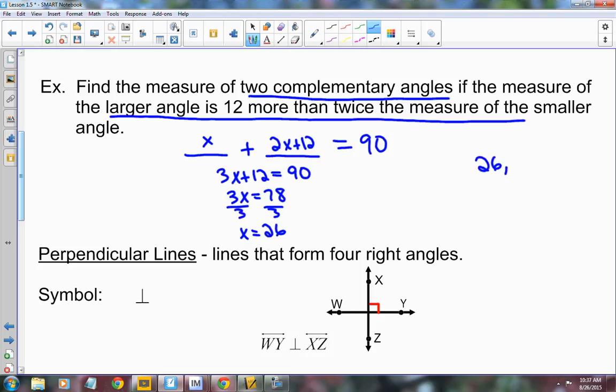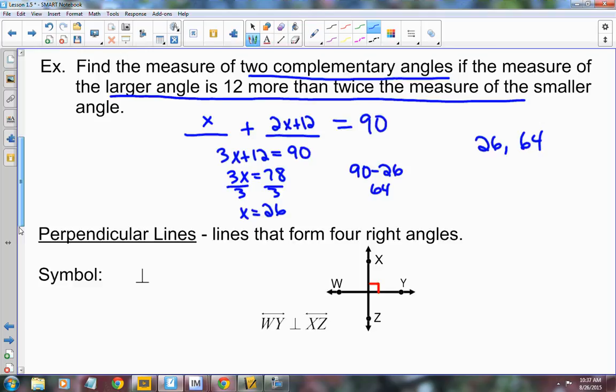Now, there's one of two things you could do here. We know they're complementary, so if one of the angles is 26, what are we going to do to find the other one? 90 minus 26. Okay, and so 90 minus 26 is going to be 64. Is that right? The other thing we could do is go and plug in, couldn't we? And do 2 times 26 plus 12. Either way, we'll give you that answer. Okay? So my two angles are 26 and 64.